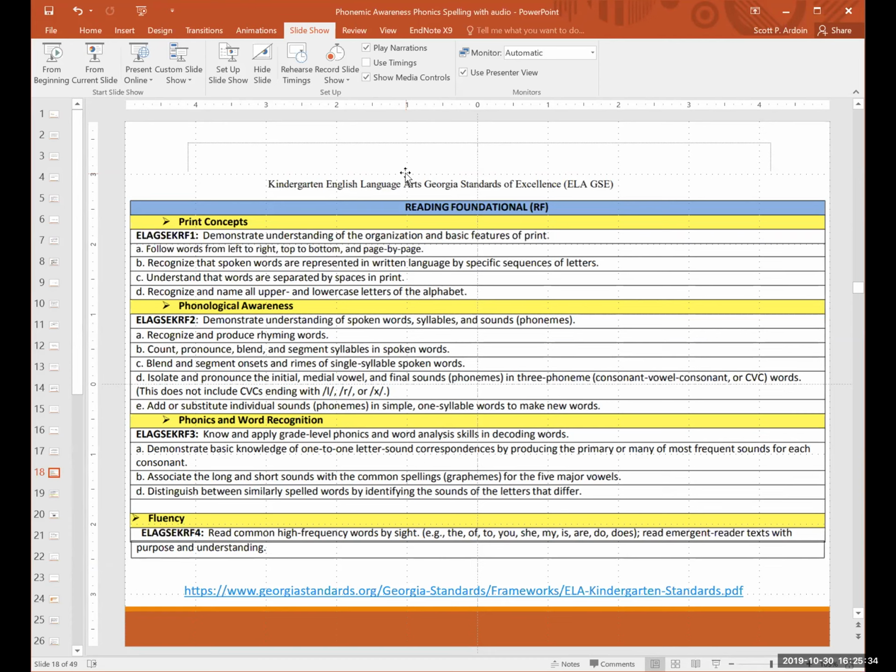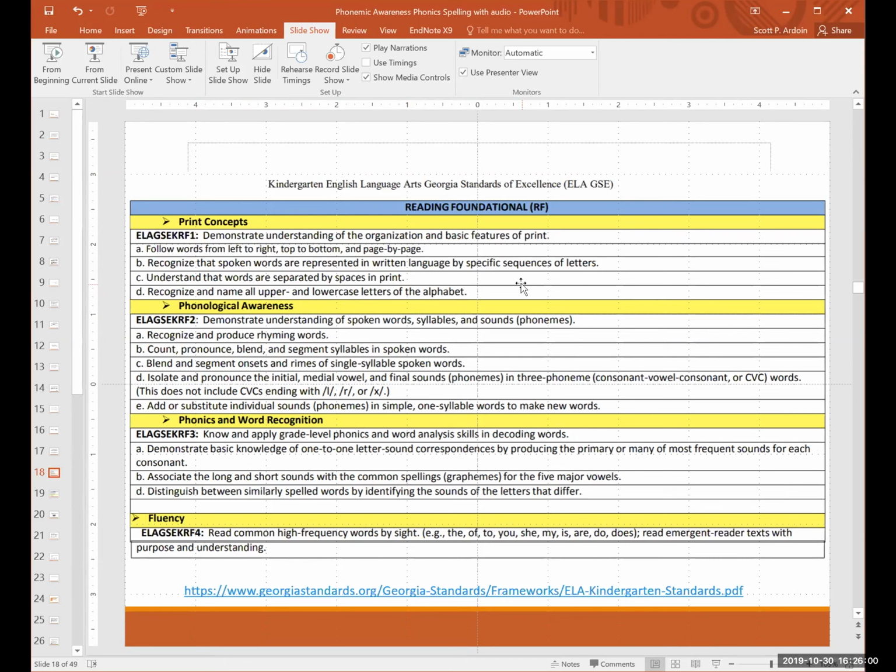So understanding that words are separated by spaces in print, and recognizing and naming all upper and lowercase letters of the alphabet, are some other print concepts. Now notice here, because we're going to be talking about phonics in a second: recognizing and naming all upper and lowercase letters of the alphabet is print concept. When we talk about phonics, phonics is that letters represent sound.